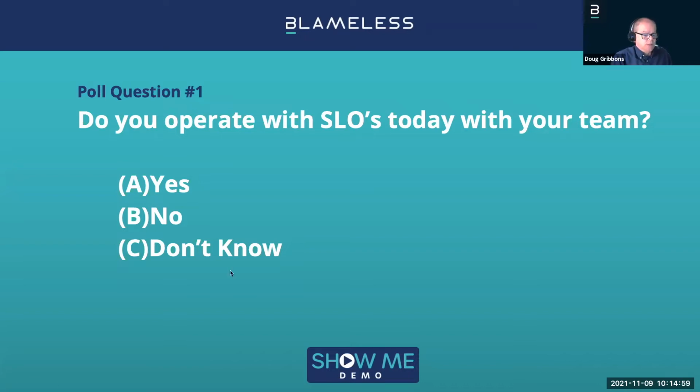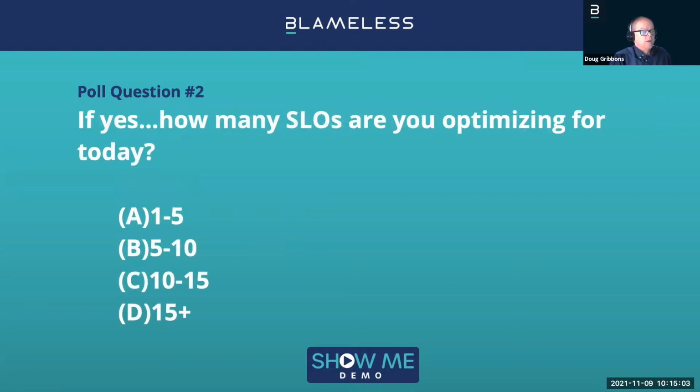And that's going to take us to our next question. If you answered yes, for those 38% that answered, we're curious, how many SLOs are you optimizing for today? So again, A, 1 to 5, B, 5 to 10, C, 10 to 15, and D, more than 15. Poll question number 2, if yes, how many SLOs are you optimizing for today?